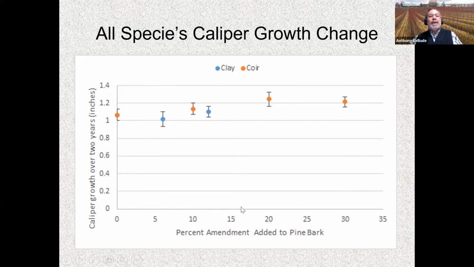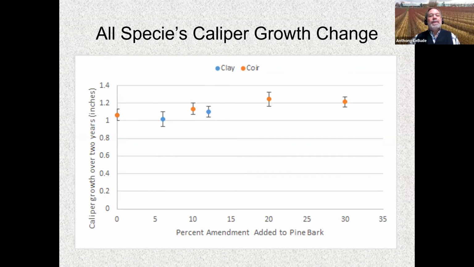So looking at the clay, here's the control. So it grew about 1 inch total over that time frame. And then if you look at the clay, 6% grew a little bit less than that, and then 12% about the same, but maybe slightly more. But you can see they had less water. The clay had less water in it, so of course it's going to be just like the control or less.